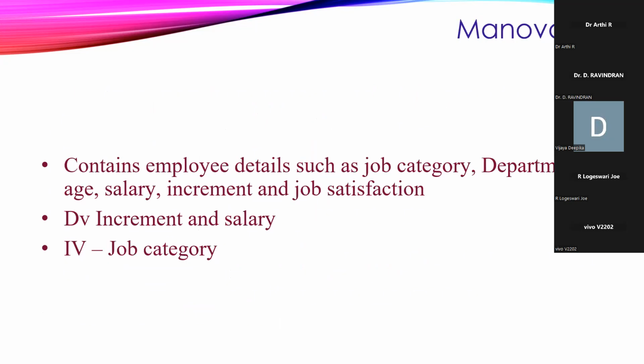Now we are going to perform MANOVA on a file called MANOVA itself, which comprises job category, department, age, salary, increment, and job satisfaction. We are going to put in the dependent variables increment and salary, and the independent variable job category. Okay, let's open the file.